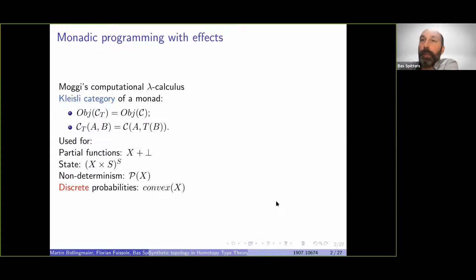So many of you have seen one of the tutorials, but let me just quickly repeat it. So monadic programs, monads are very nice to structure programming with effects, and we can use the Kleisli category, and this is used for example to model partial functions, to model state, non-determinism, and discrete probabilities.